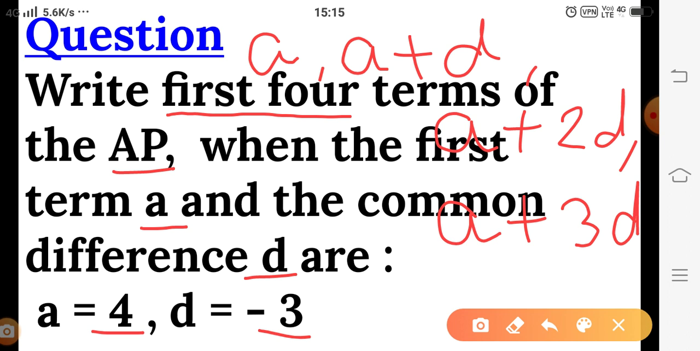Or we can use the formula for the general term, the nth term is a plus n minus 1 into d, and by putting the values of a and d and changing n to 1, 2, 3, 4, we get the first four terms. Or simply, if we add a to d, we get the second term because the first term is given. Similarly, for finding the other terms, we just add the common difference to the previous one.